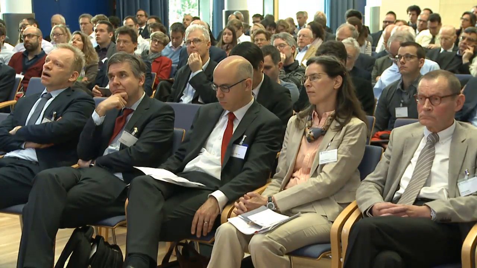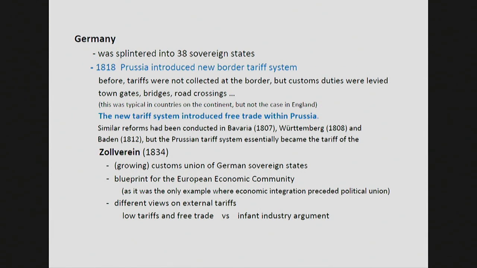And within the Zollverein, there were different views on external tariffs, a disagreement whether external tariffs should be low or high. So some countries were in favor of low tariffs and free trade. That was Prussia. In general, you can say northern states, and in the south, Baden also advocated low tariffs. And some states were in favor of the infant industry argument, for instance, Bavaria and Württemberg. And Austria even had a prohibitive tariff system, so they had very high external tariffs, also one reason why they could not become a member of the Zollverein.